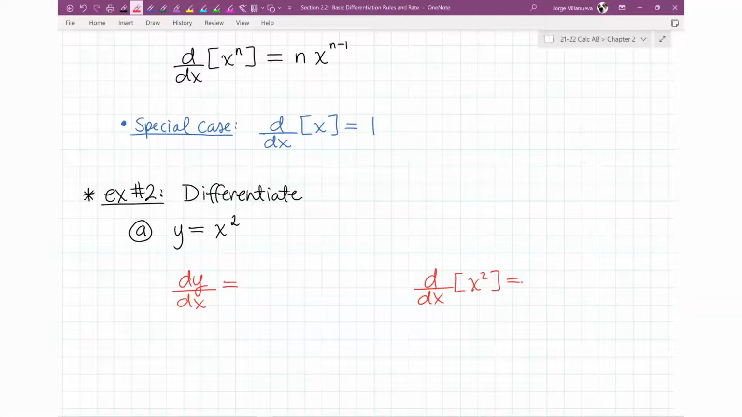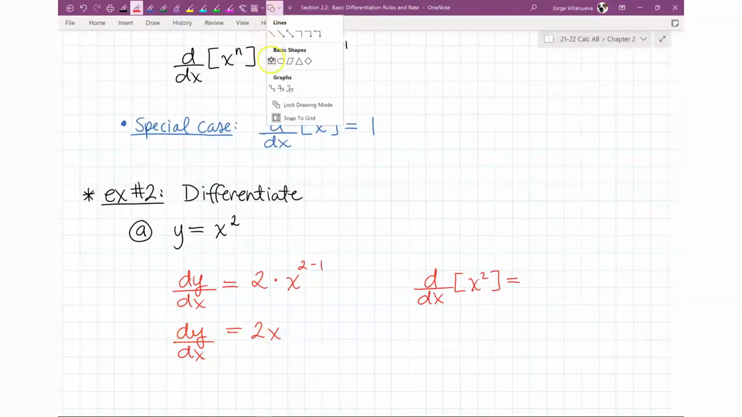So according to my definition of how to take a derivative of something with a power, I'm supposed to bring down that power, so the 2 goes down here, and then multiply it times x to the 2 minus 1. I got to subtract 1 from the power. Well, 2 minus 1 is 1. I have a 2 in front, so it's just going to be 2x. That's my derivative.